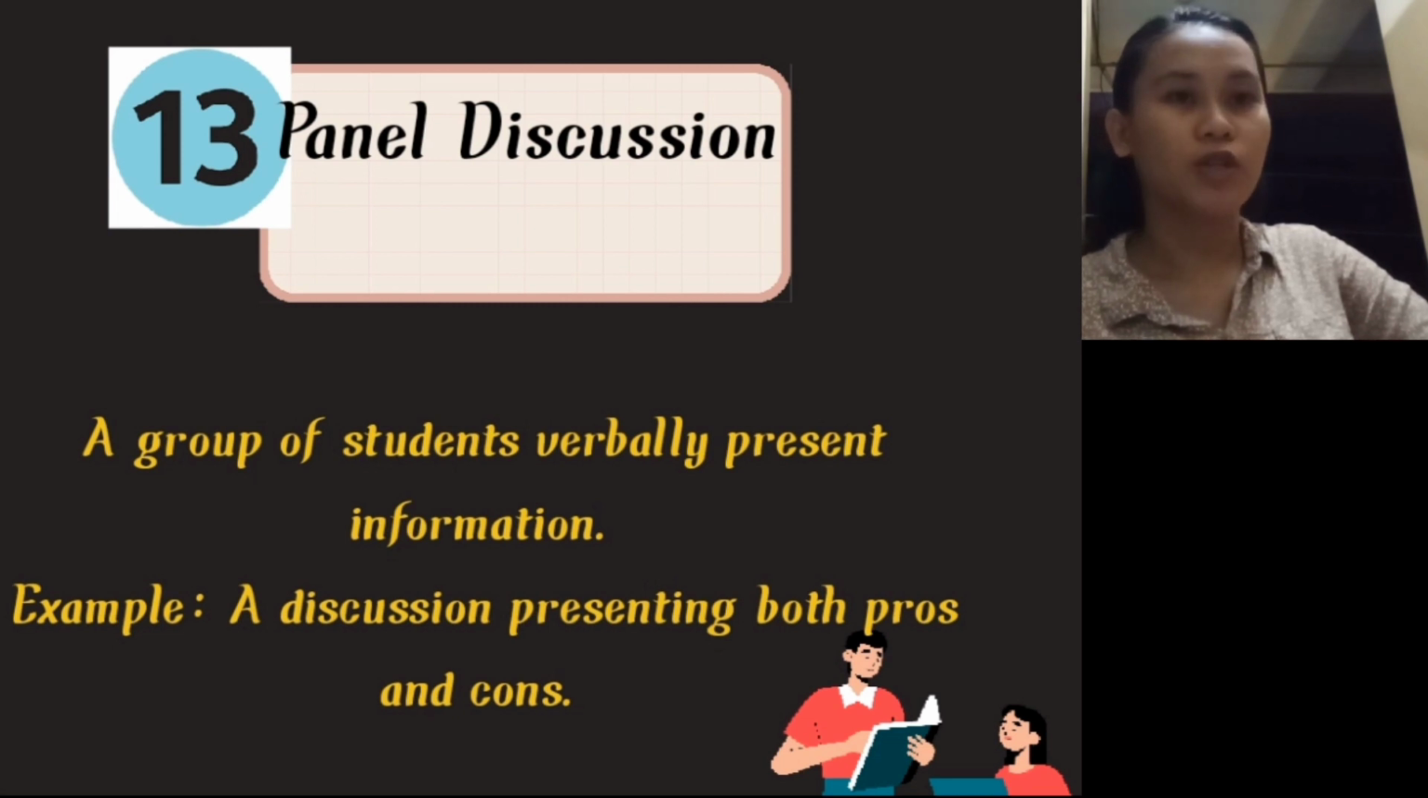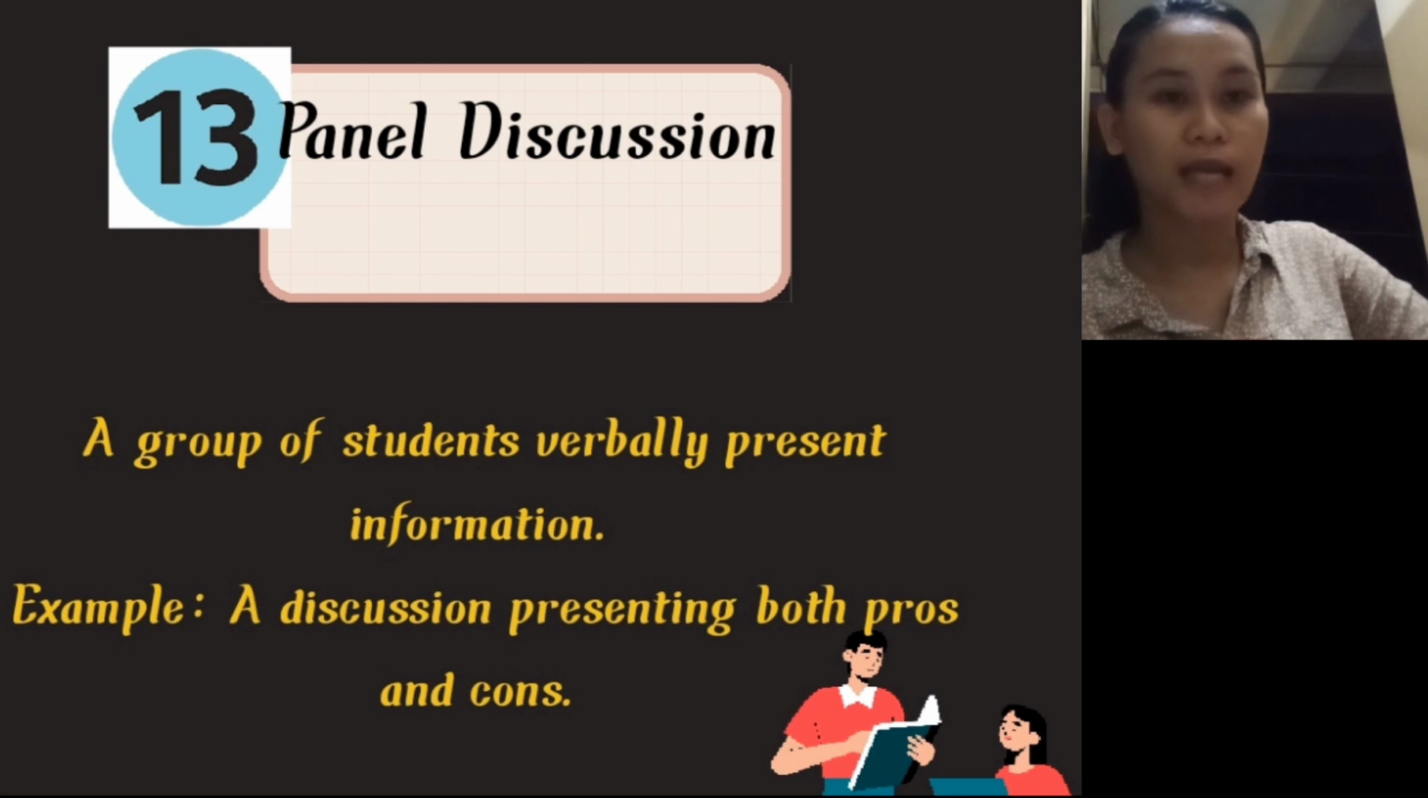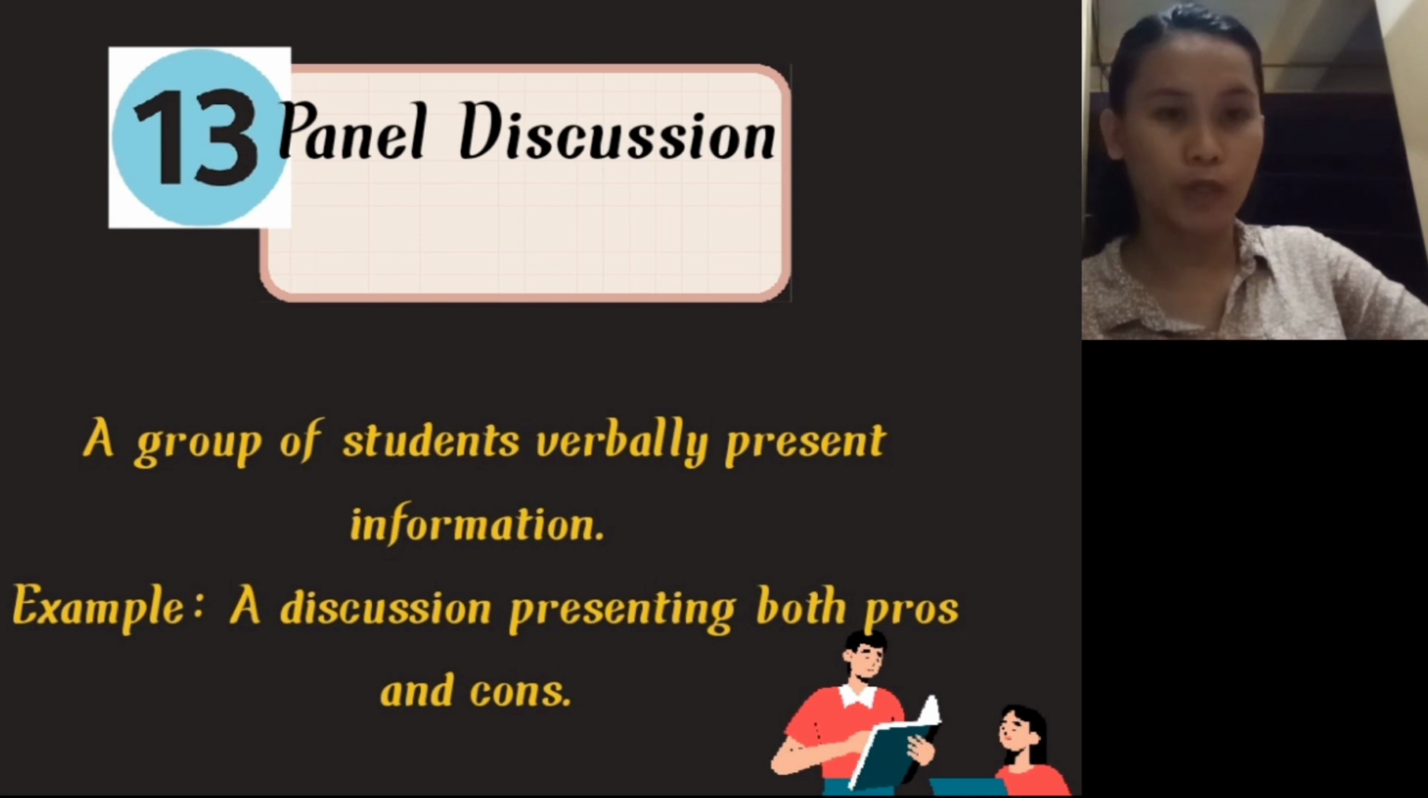Next, the panel discussion. A group of students verbally present information. Example, a discussion presenting both pros and cons. Now, in panel discussions, it provides an opportunity to gather diverse viewpoints from a group of experts or individuals with relevant knowledge. This allows for a comprehensive exploration of a topic or issue, which enhances the authenticity of the assessment by incorporating a range of perspectives.